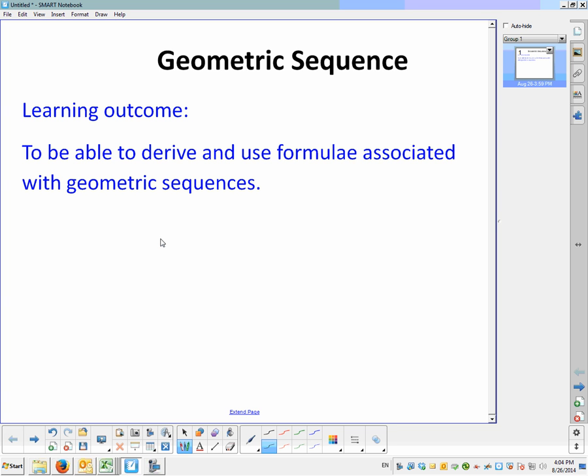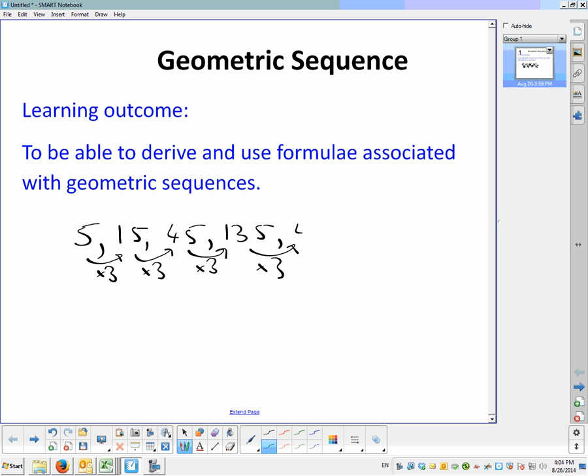Having looked at arithmetic series and sequences in the previous lesson, the next lesson is going to be about geometric sequences. An arithmetic sequence is one where we add the same amount every time, where the difference is always the same. In a geometric sequence, we're going to multiply by the same amount every time. So I could start off with 5 and then multiply that by 3 and I get 15. Multiply it by 3, 45. Multiply it by 3, 135. Multiply it by 3, and so on, like that.